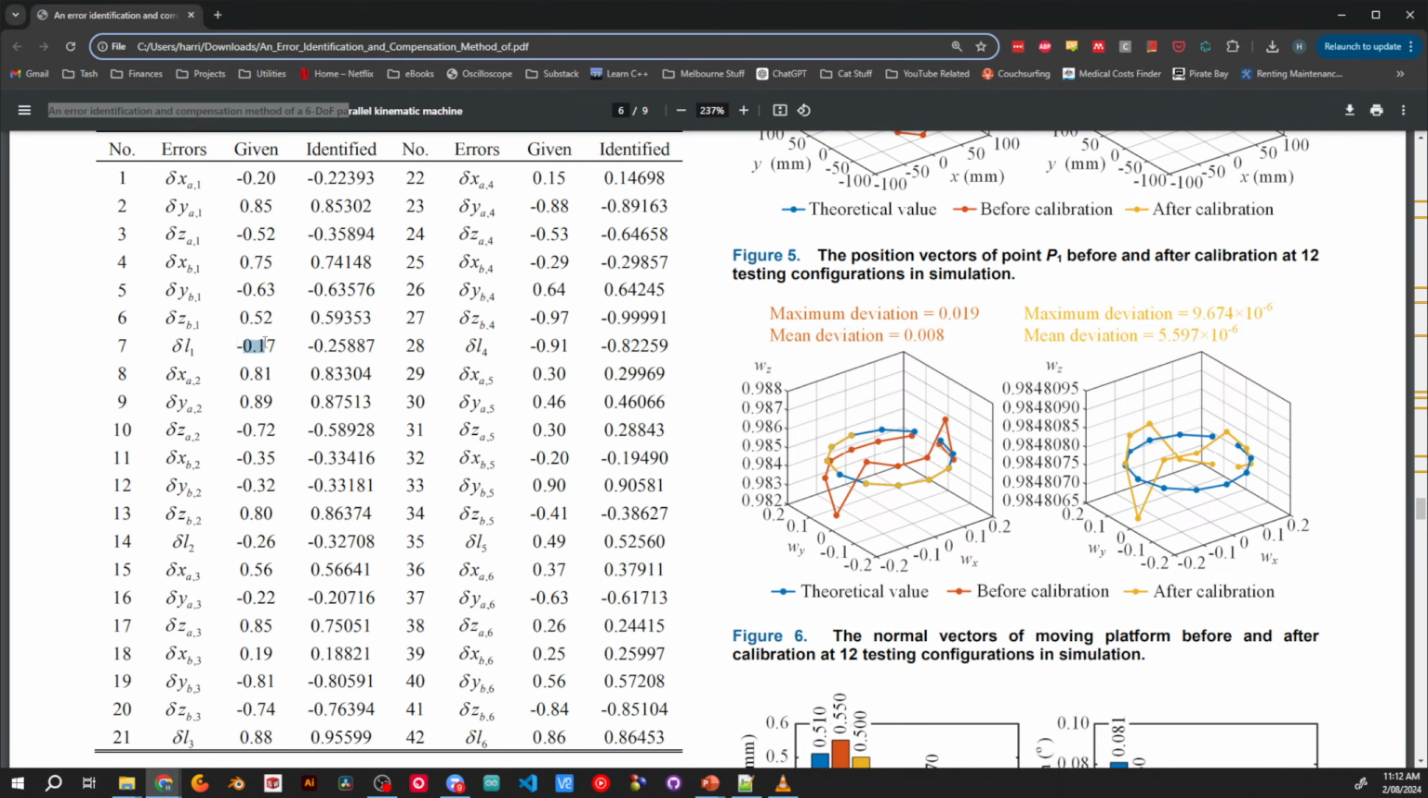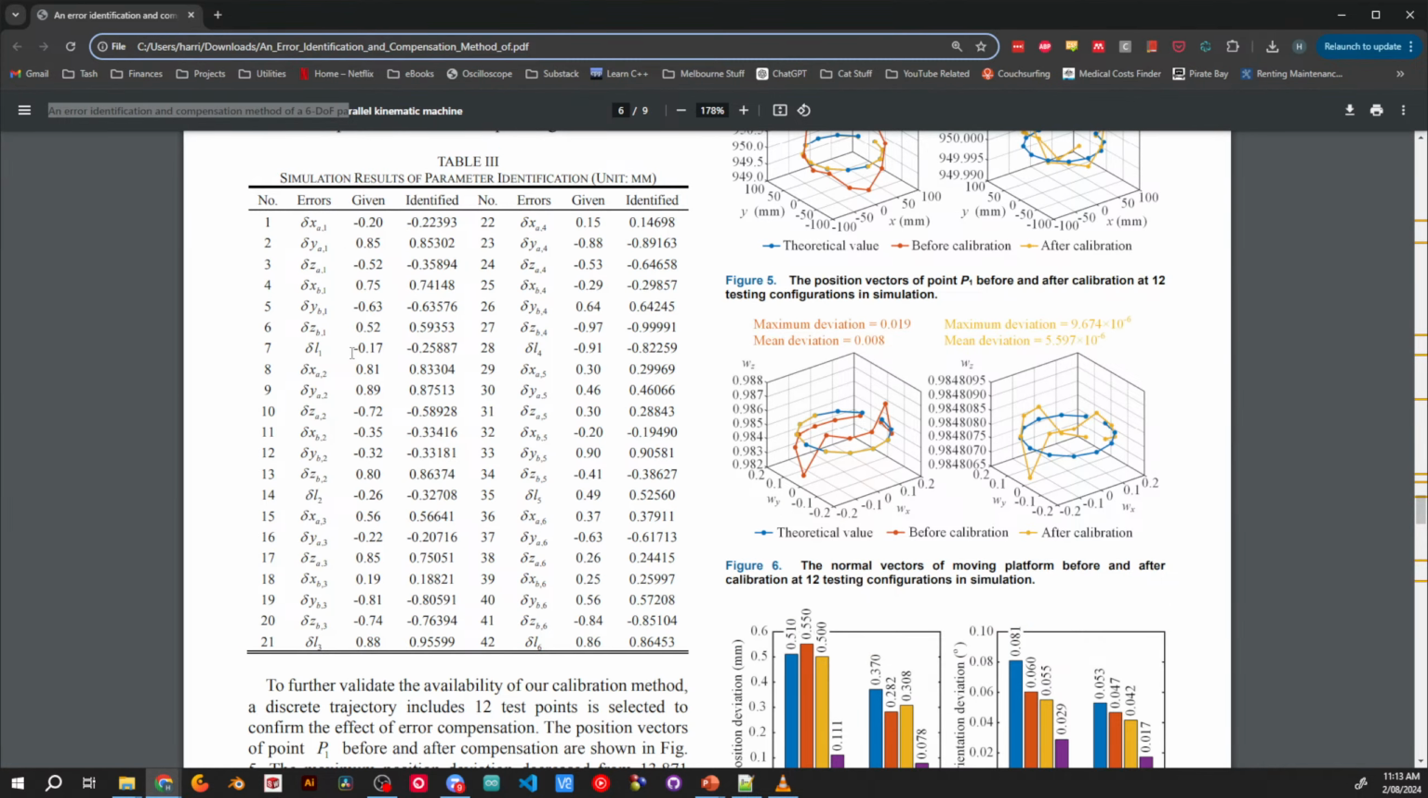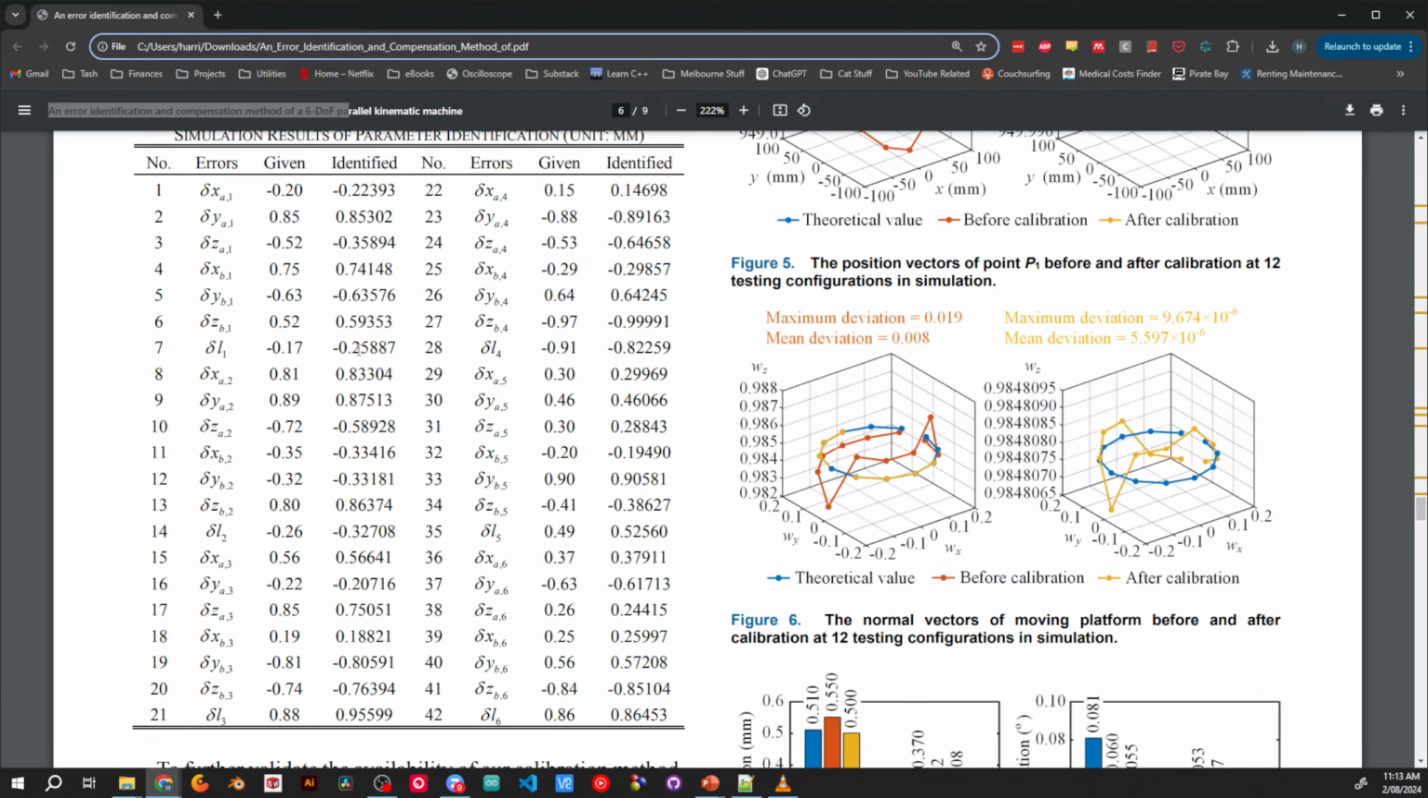Looking through all of these, the largest difference that I could find between their given and their identified values was around 0.5 millimeter or so. I think these are all in millimeters. Yeah, they're all in millimeters. The biggest difference that I could find was around 0.5 millimeter, if that. I actually can't spot it right now. It honestly looks like 0. Yeah. Very, very, very small errors.